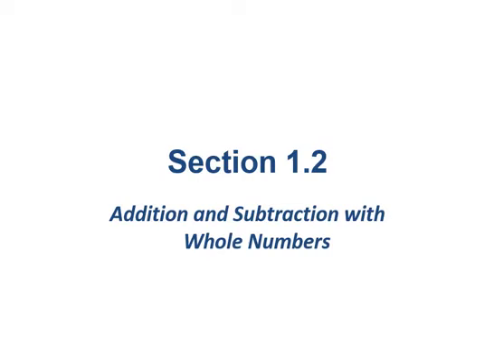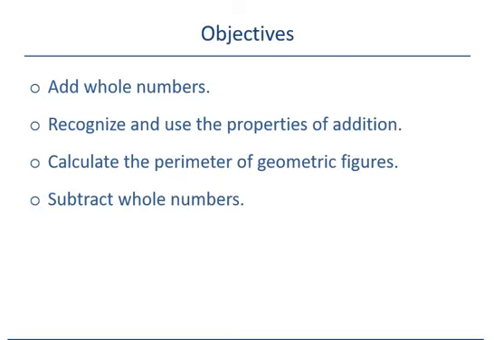Section 1.2, addition and subtraction with whole numbers. Okay, we're going to add whole numbers. We're going to recognize and use properties of addition, calculate the perimeter of geometric figures. We might get to that one, and then we're going to subtract whole numbers.